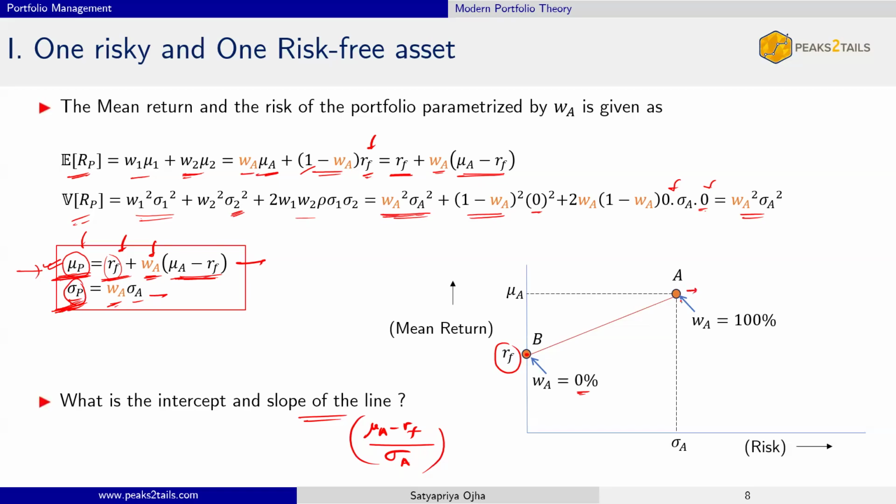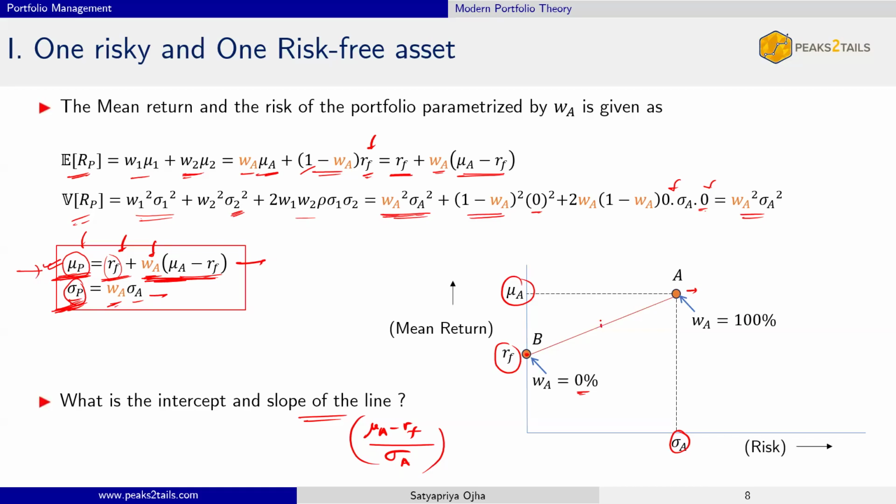The right extreme point on this profile corresponds to the risky asset A itself, where there is 100% investment in the risky asset, no investment in the risk-free asset. Let's put WA equal to 1 and see what happens. Mu P is equal to, RF will get cancelled since WA is equal to 1. You get mu A. That's the return. And sigma P would be sigma A. So you get the other extreme point. If you take a mix of both, let's say 50% B, 50% A, then you will be somewhere here.